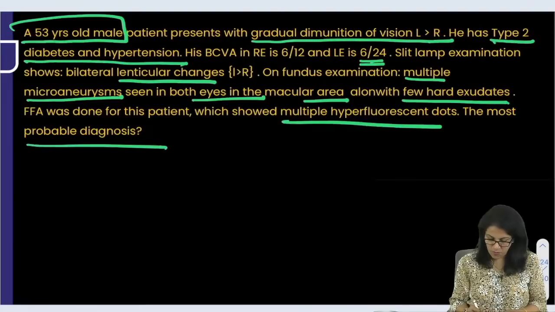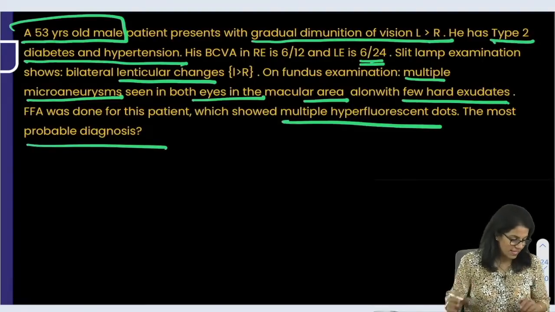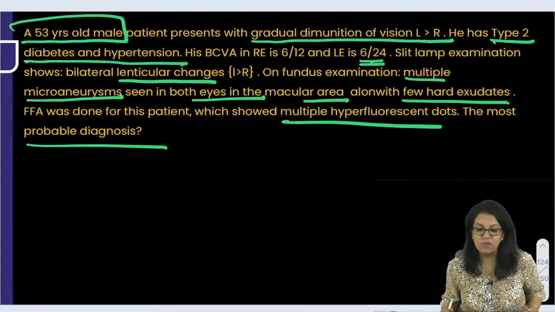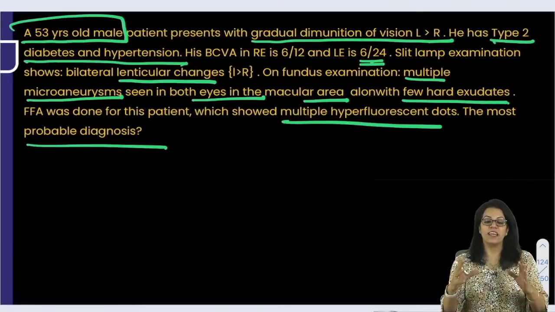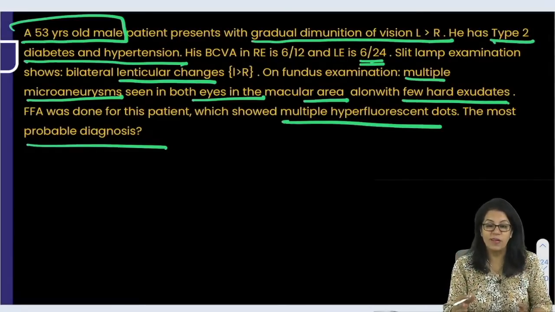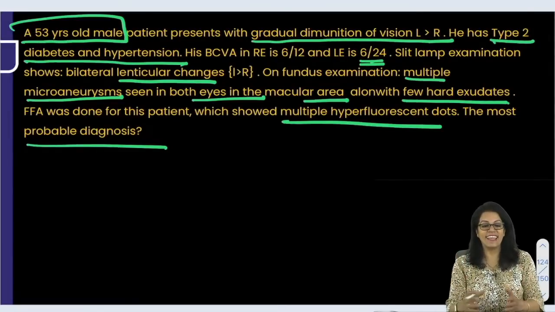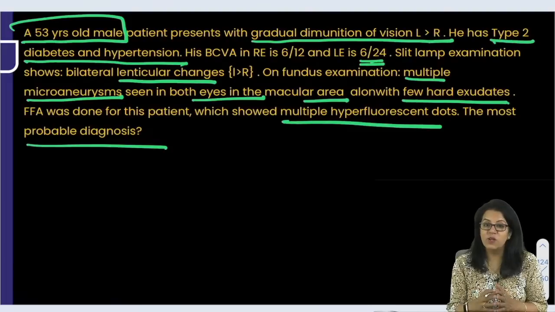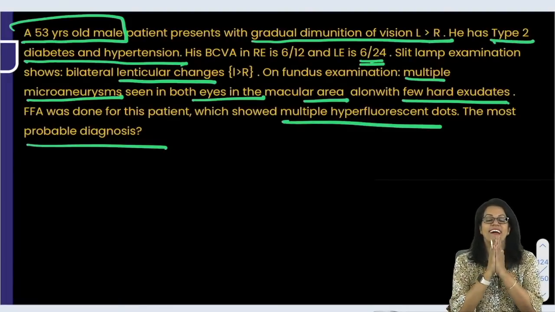What is the most probable diagnosis? You all will tell me. My question is, before I move further, what stage of DR? Of course, he is a case of diabetic retinopathy, with microaneurysm being the earliest sign, but he has hard exudates also. So what stage of diabetic retinopathy? Everyone should revise the ETDRS classification.